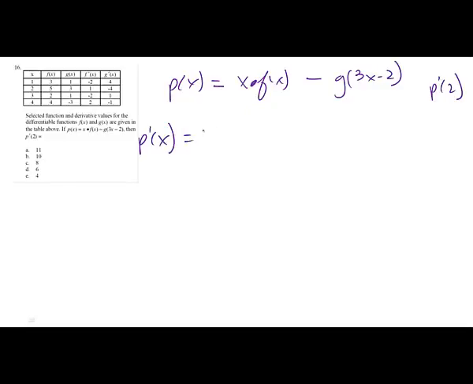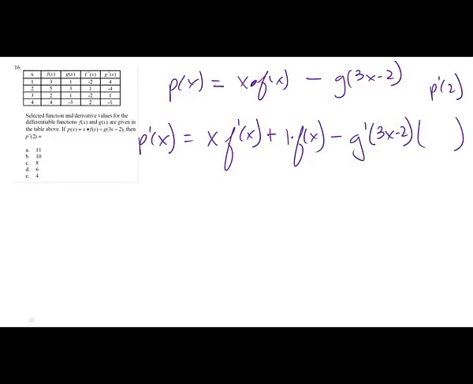So I'm going to keep the first, take the derivative of the second, which would be f prime of x, plus keep the second, which is f of x. What's the derivative of x? 1. I'm going to write it in there so we know what's going on. Okay. Now I need to take the derivative of this thing here. So the derivative of g would be g prime of this function. And then I need to take the derivative of the function on the inside, which is going to get us what? 3.